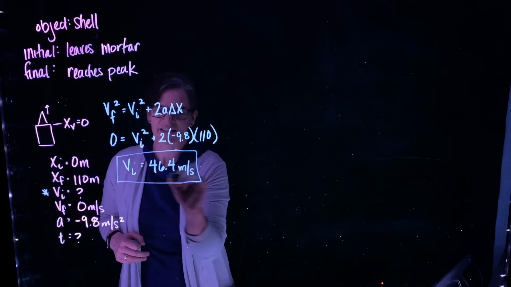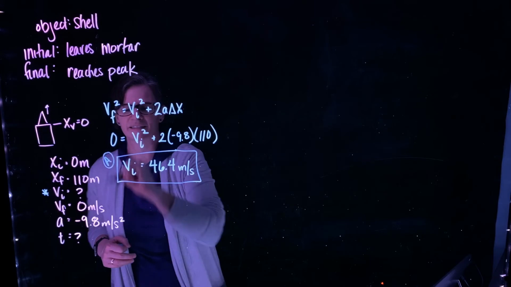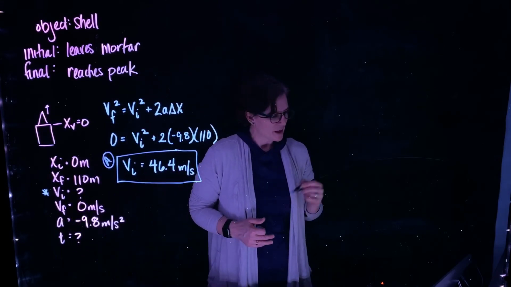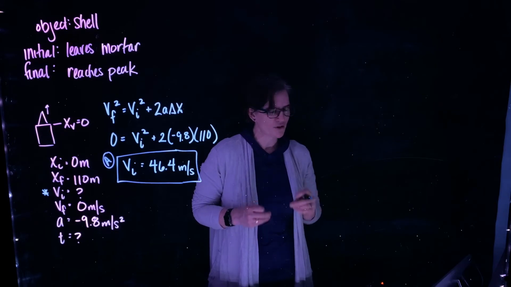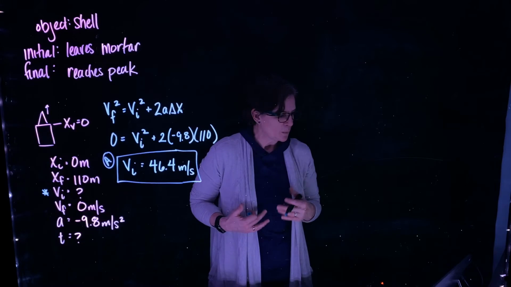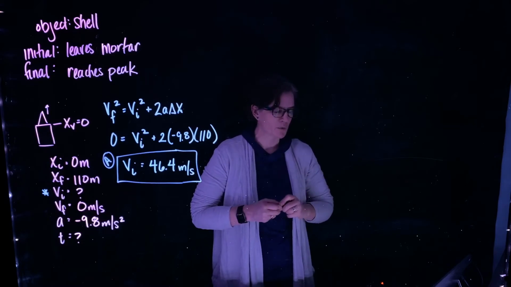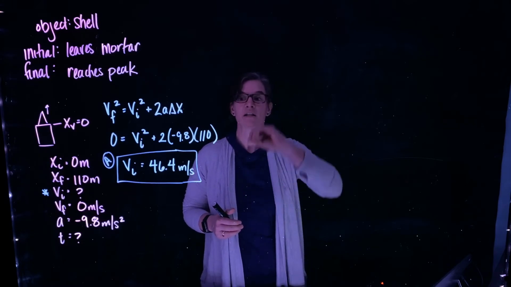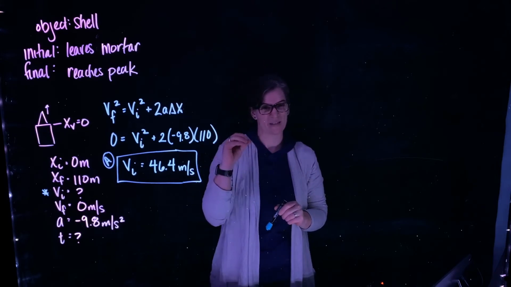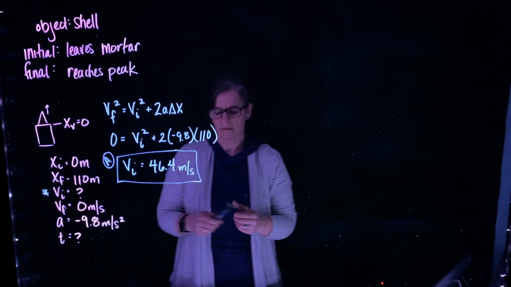So this is part A. All right, how fast it's moving as it leaves the mortar. Part B asks us, if the mortar itself is 0.045 meters long, what's the average acceleration as it goes from the start to leaving? So as the shell leaves the mortar, from sitting at the bottom to leaving the mortar.